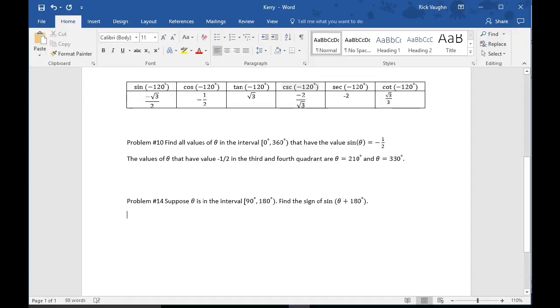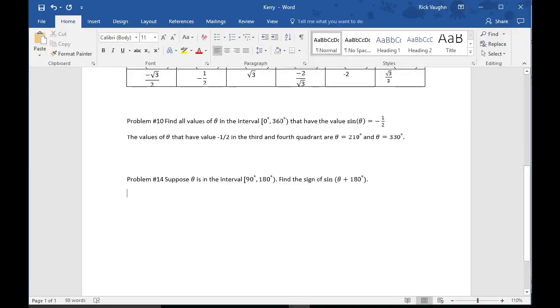All right, and last problem for this video, number 14. Suppose theta is in the interval from 90 to 180. Okay, so that means that it's in the second quadrant, and they want to find the sine of that same angle plus 180. So since the original angle is in the second quadrant, when you add 180 degrees, that puts you over into the third quadrant. Sine is negative there.